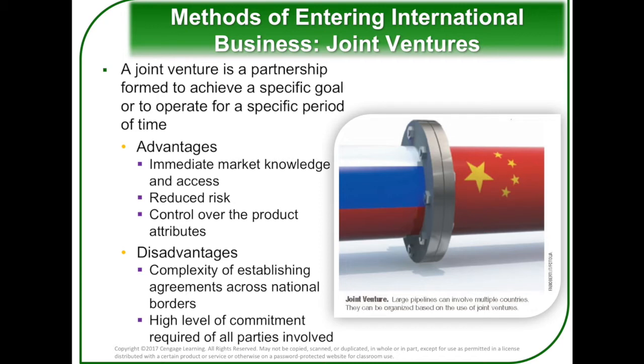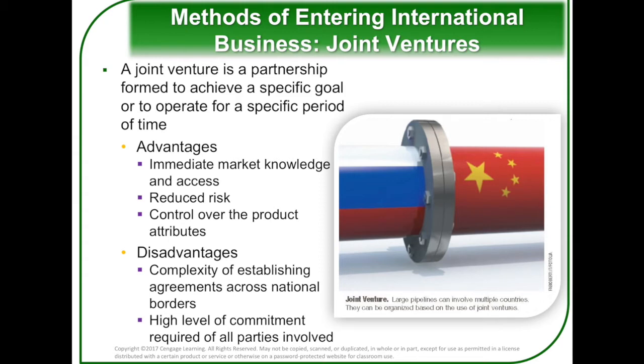So GE had to deliver them, install them, provide spare parts, train the people in Russia, and the joint venture was then over. So the advantage of doing something like a joint venture, you have immediate market knowledge and access. You've got a somewhat reduced risk, and you have control over the product itself. You're building the whole product here, and the other joint venture partner is either using it or distributing it.